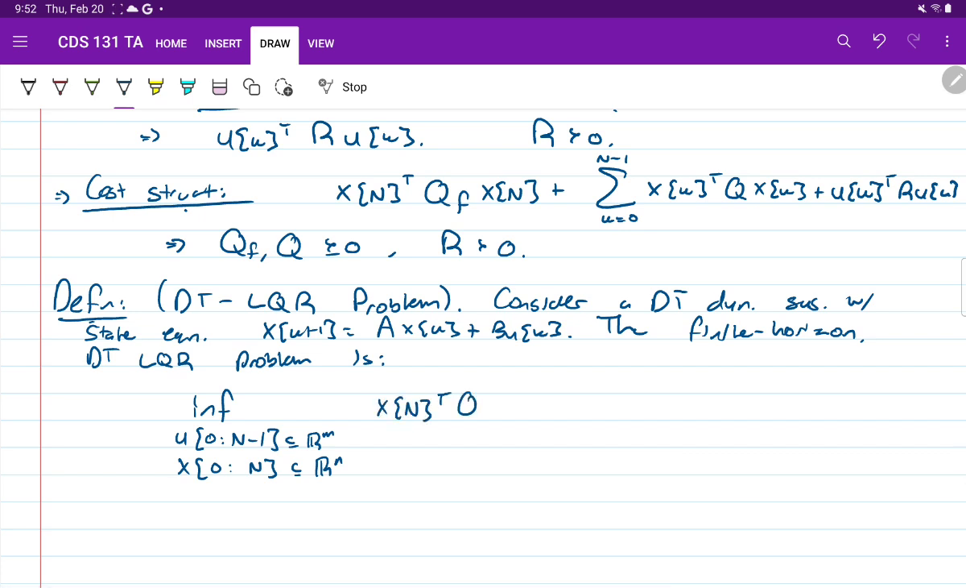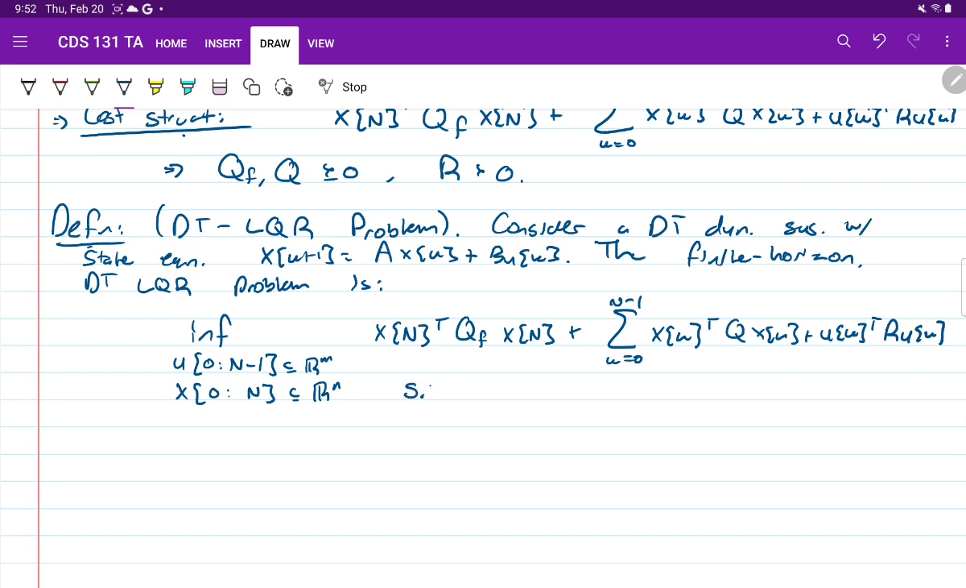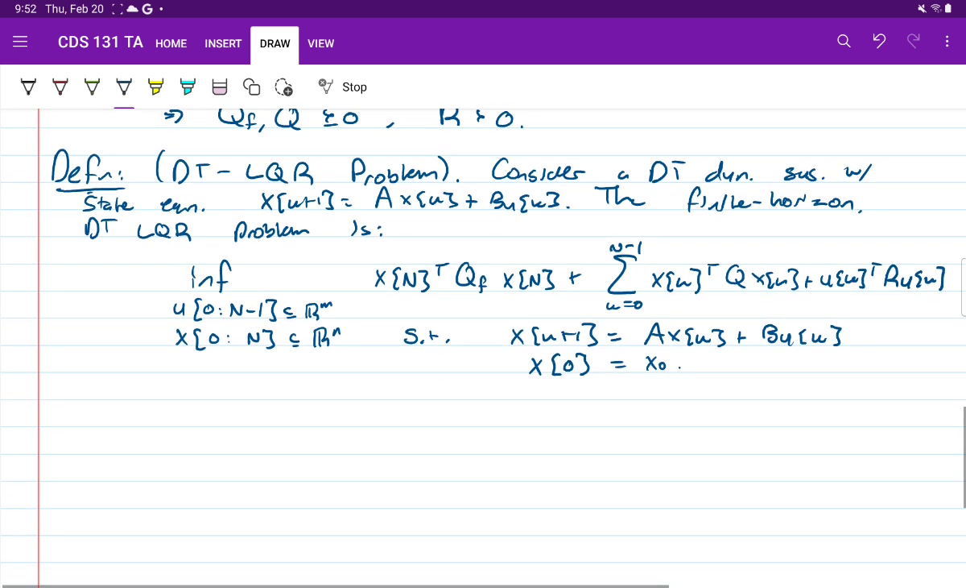So we're going to have xn transpose Qf xn plus sum going from k equals 0 up until n minus 1 of xk transpose Q xk plus uk transpose R uk. And this is going to be subject to, of course, our dynamics, x k plus 1 equals A xk plus B uk. And this constraint is applied over our whole horizon, right? k going from 0 to n. And this is going to be subject to some initial condition, x of 0 equals x naught, okay?